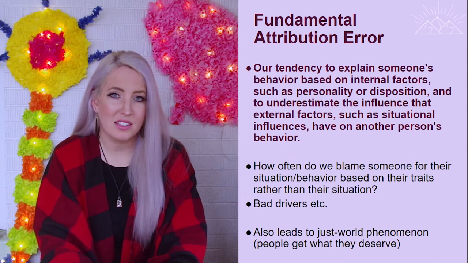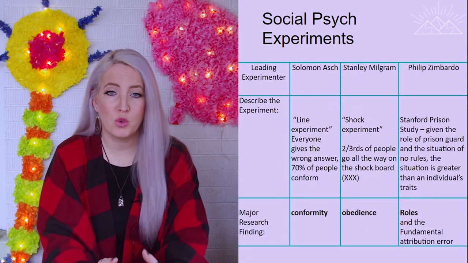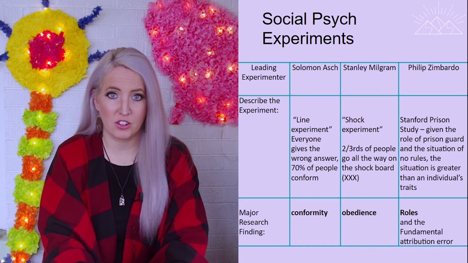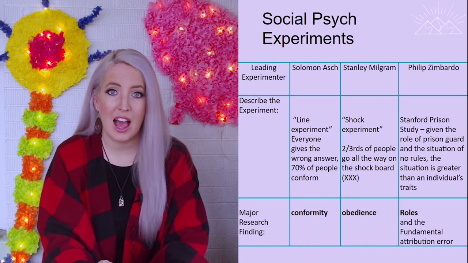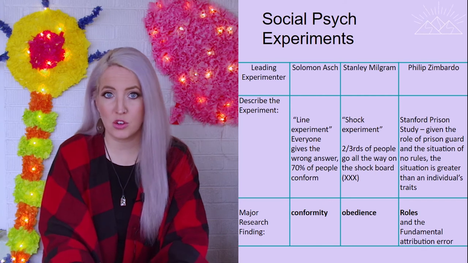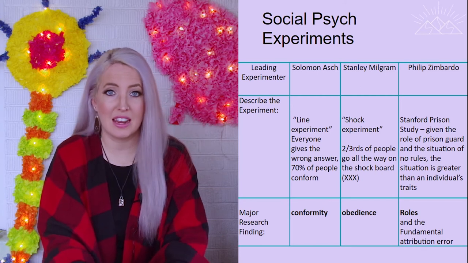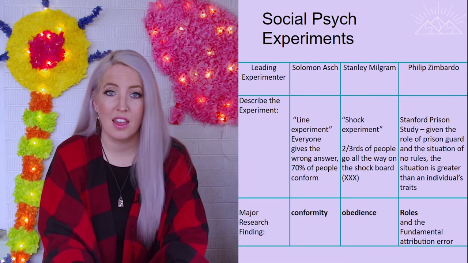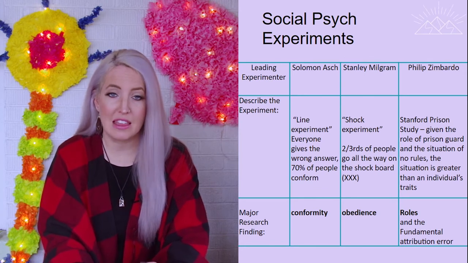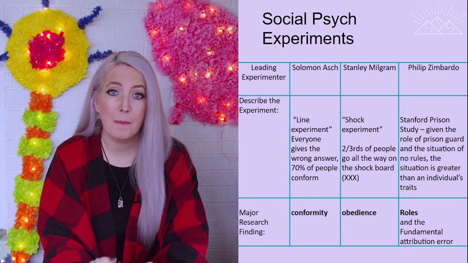And so this is the essence of social psychology. How do these environmental factors influence a person's behavior and thought processes? How do we look at the external world and see how it has an influence on the internal processings of an individual?